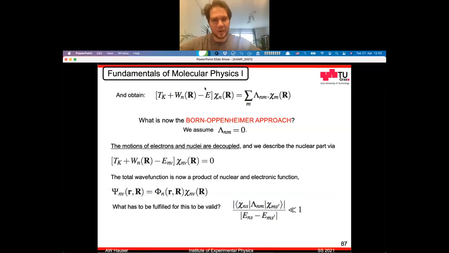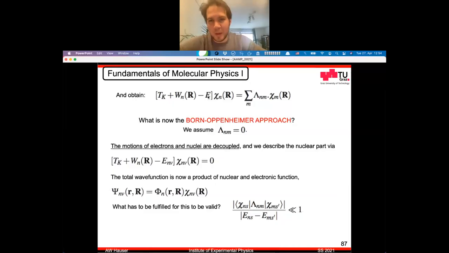I mean, everything, the derivatives are hidden here. Here are the kinetic energy operator for the nuclei. This is our term, which we said is something like a potential energy. It is the eigenenergy of the electronic wave function. And we said this is also a function of the nuclear positions in space, so therefore it is still dependent on R. And E is the eigenvalue we are looking for.